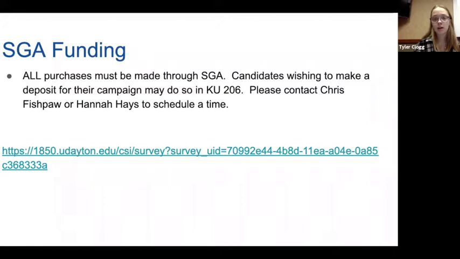Any purchases made with that $100 must go through SGA. You must report that money that you're spending, so we know if you use any outside funds.